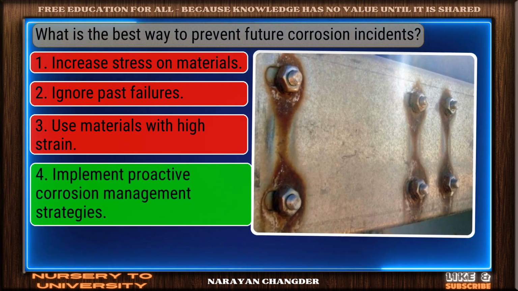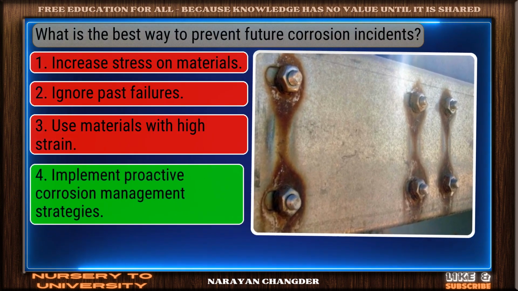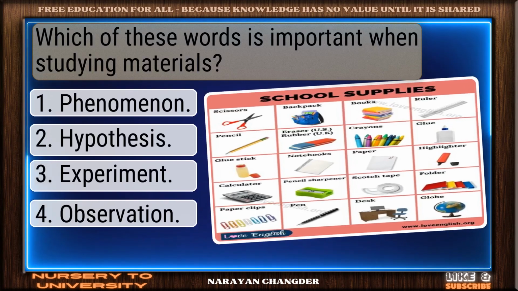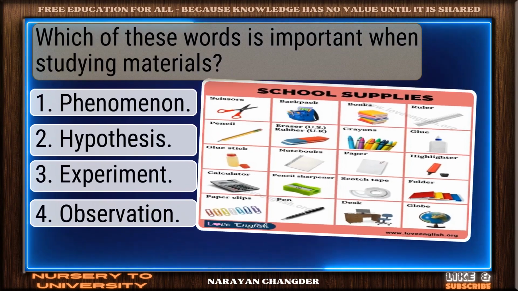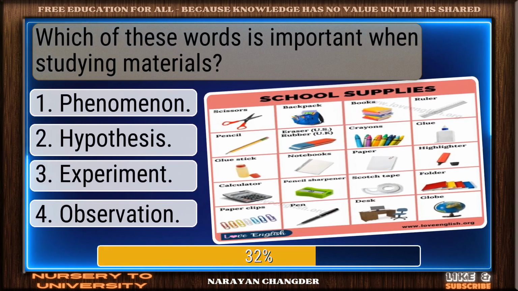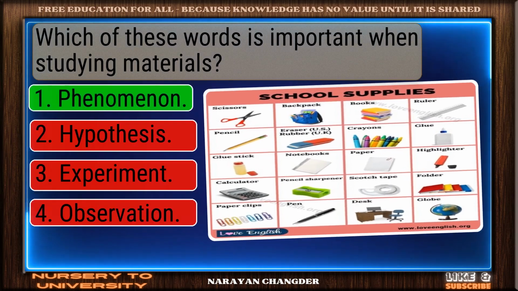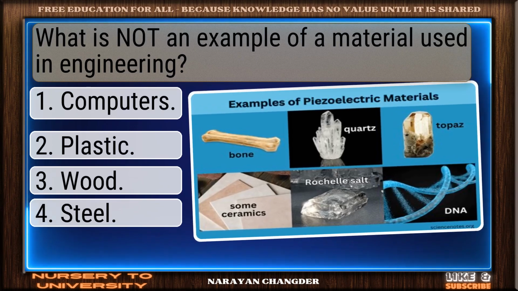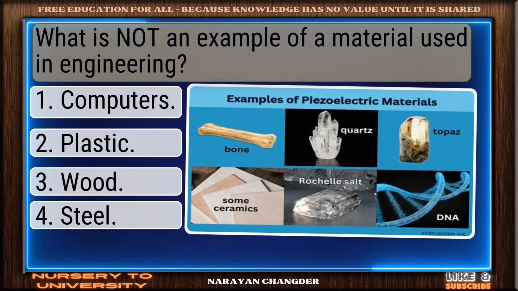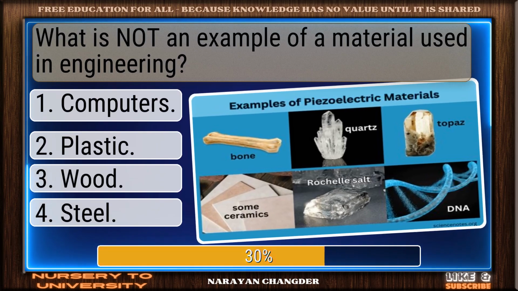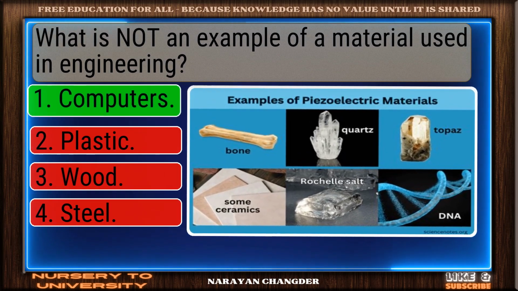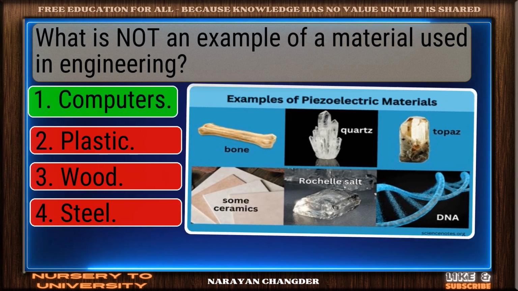Excellent choice. Implement proactive corrosion management strategies is the right answer. Which of these words is important when studying materials? Well done. Phenomenon is the right choice. What is not an example of a material used in engineering? Excellent. Computers is a brilliant choice.